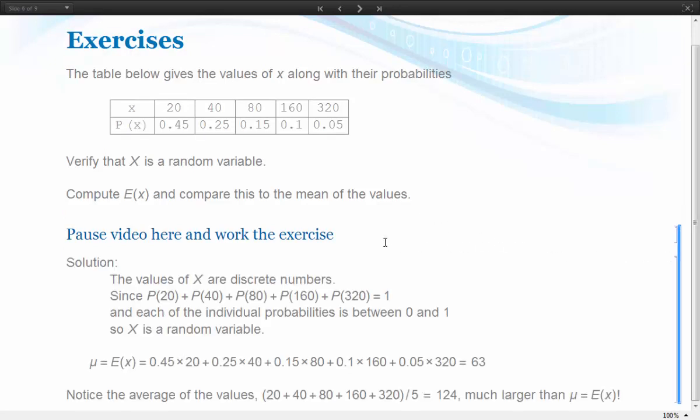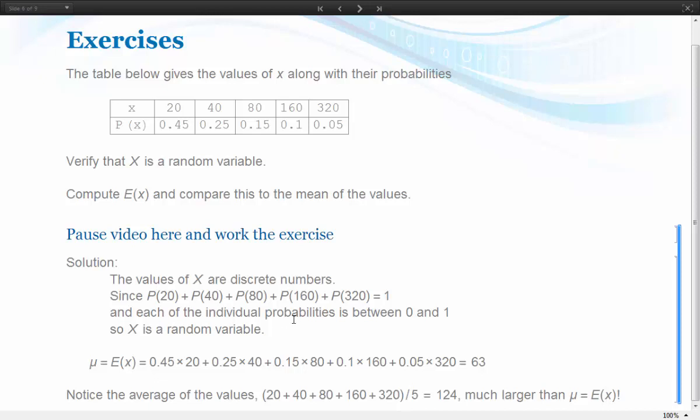So first of all, we have to check that it's a random variable. Well, the values of x are discrete numbers, 20, 40, 80, 160, and 320. And if I add up their probabilities, 0.45 plus 0.25 is 0.7, plus 0.15 is 0.85, 0.95, 1. They indeed add up to 1. So each of the probabilities is between 0 and 1. They add up to 1. That defines x as a properly defined random variable.